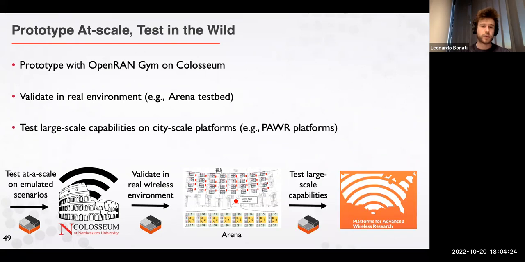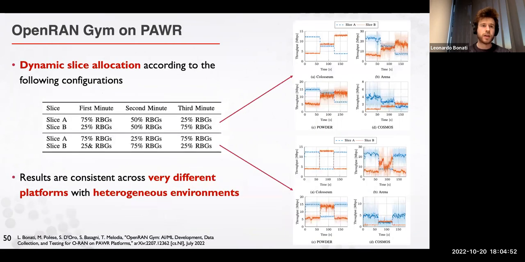And then we want to port our solution even further to test the capabilities in city scale platforms, which are platforms with the scale of a small city that are part of the Powder program. So we go from a network emulator to a small testbed to city scale testbed setups. And all of these prototyping our solutions with simple steps that OpenRAN Gym allows us to do. We actually did that. So we prototype first on Colosseum and then deployed on the other platforms.